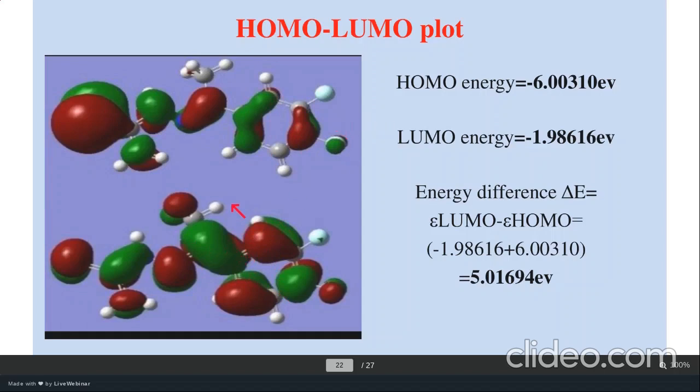From the software, by using GaussView, we get the energy of HOMO as minus 6.00310 electron volt, and the energy of LUMO as minus 1.9861 electron volt. After this, we calculate the energy difference between the HOMO and LUMO. Then we found the value of the energy gap is equal to 5.01694 electron volt.